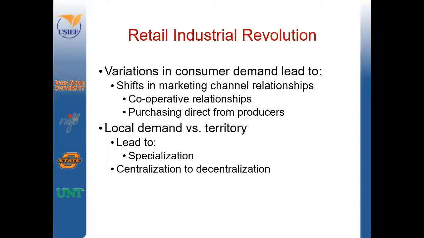It is appropriate to look at two areas of innovation during the retail industrial revolution: the shift from the complex relationships between retailers and suppliers to the simpler and integrated relationships, and the shift from centralized to decentralized management. This is to know what customers want.